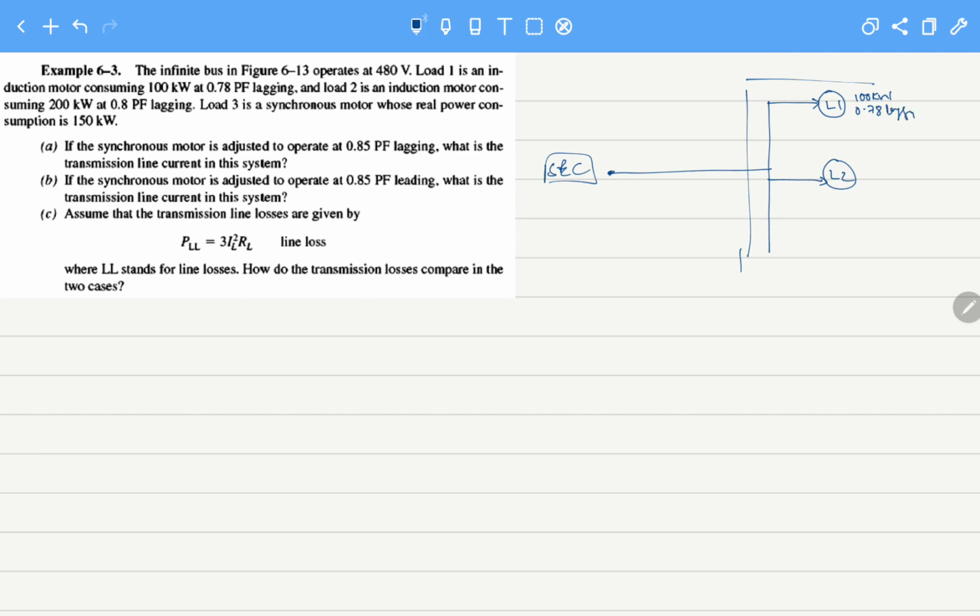Load 2 is also an induction motor which is consuming 200 kilowatts, and its power factor is 0.8 lagging. Now there is also another motor, load 3, connected, which is a synchronous motor, and it is consuming a real power of 150 kilowatts. Now what's the power factor for this? This is basically unknown.